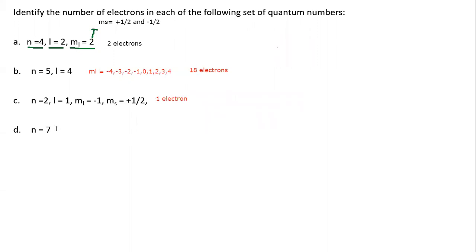And then lastly, when you're given the energy level, a way to find the maximum number of electrons for an energy level is that the maximum number of electrons is equal to 2n squared. So if you take the energy level, you square it and multiply it by 2, you get the maximum number of electrons in that energy level. So this would be 98 electrons. As you go to higher energy levels, you have more electrons because you have more orbitals in the higher energy levels.